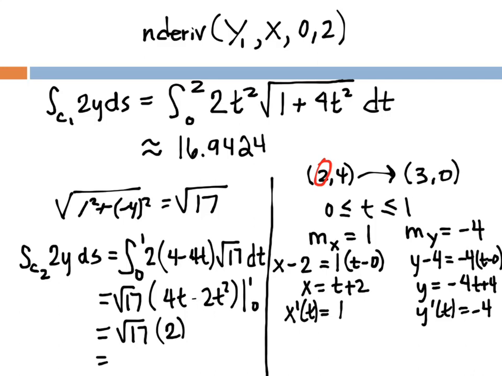I'm missing something. What am I missing? From up there, from the very first. That's what I lost. I'm off by a factor of something. Let me put the 2 back here then. There we go. Thank you. 4 square root of 17. There we are.